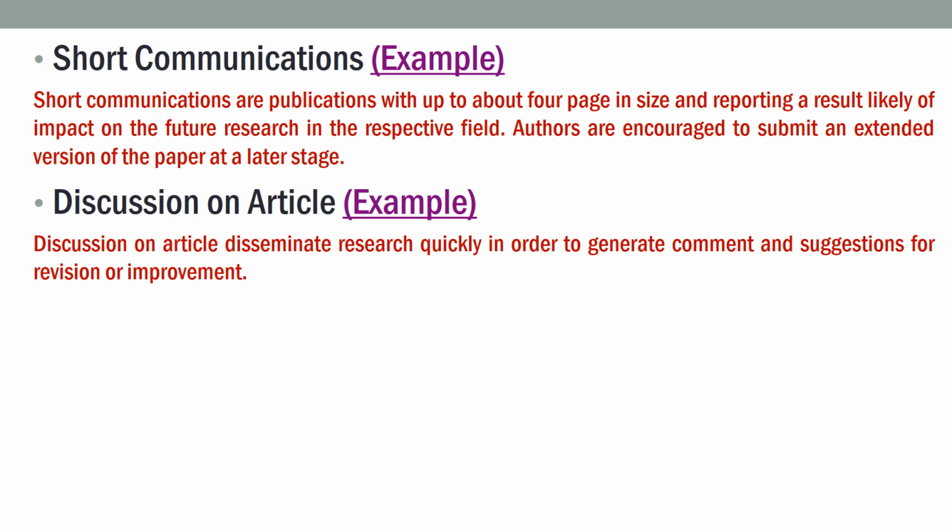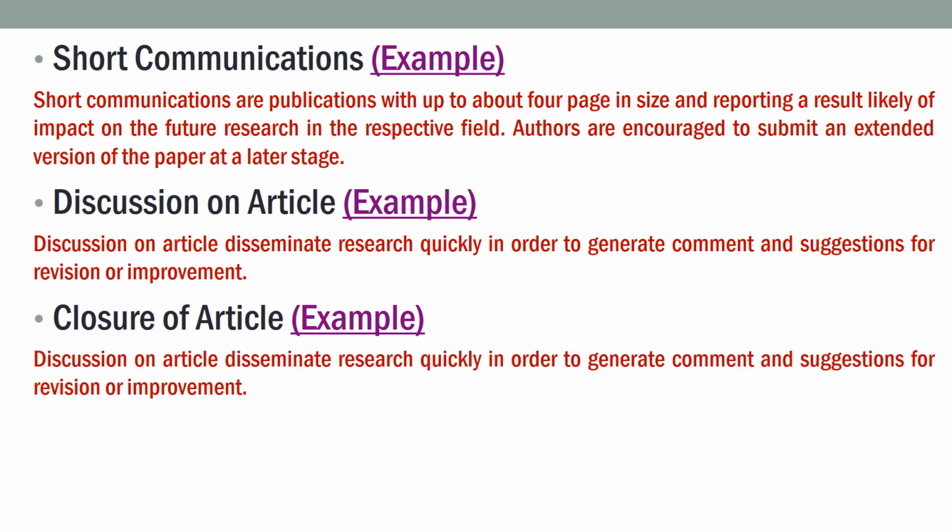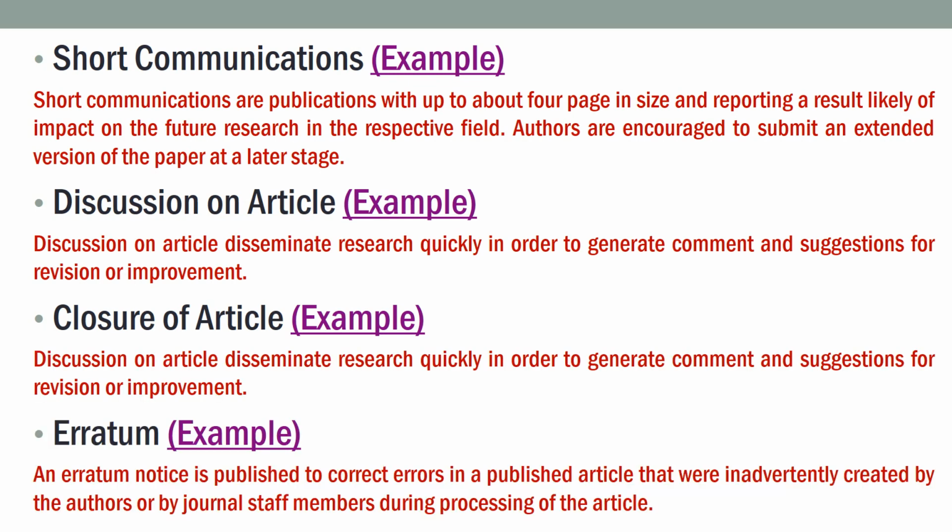Then discussion on article, as I told you, every article is open for discussion for a minimum of 1 year. If you read any article and identify a few observations or queries which are required to revise that paper for its improvement, you can publish that as a discussion on article. But once you write a discussion on any article, it is the responsibility of the original authors to close those queries, which is also published as a closure of article. And finally, if you identify some errors in a published paper and want to correct those errors, you can publish it as an erratum. So these are the 7 types of research papers you can publish. All are considered as research publications.